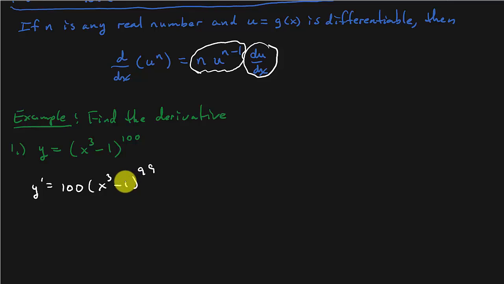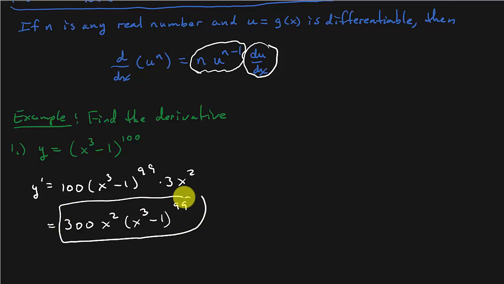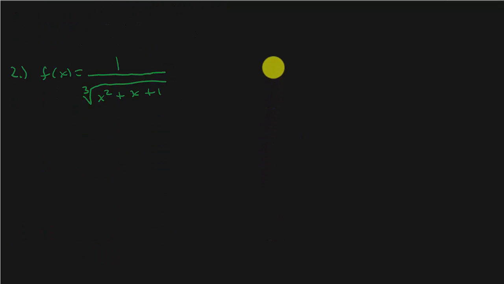So what's the derivative inside the parentheses here? 3x squared. And so we get 300x squared times x cubed minus 1 to the 99. And there's your answer. It's that easy. It's not difficult to do at all. All right. What about this one?